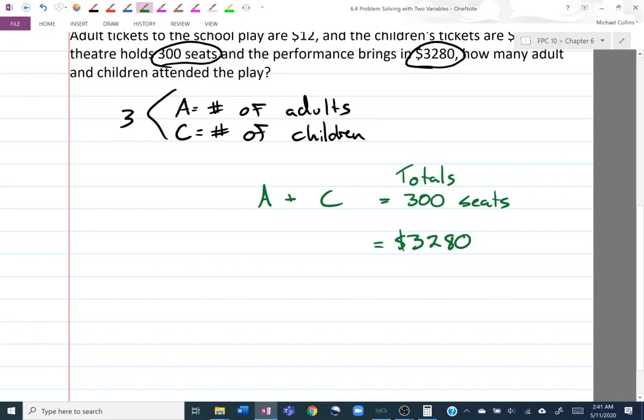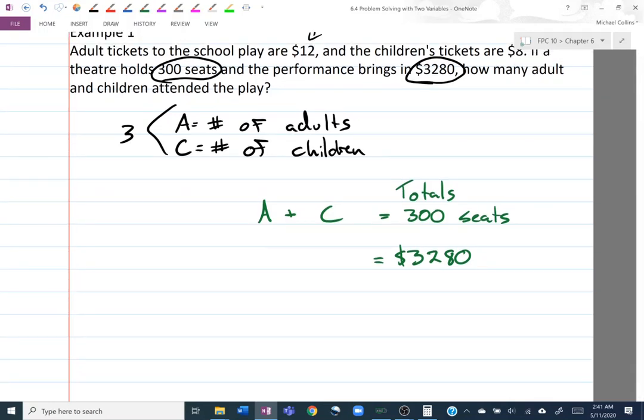Similarly, how do I find that total revenue? Well, if an adult ticket costs $12, then the total amount they're going to get in from adults is 12A, and children's tickets are $8, so 8C. So 12A plus 8C is going to be equal to 3,280.